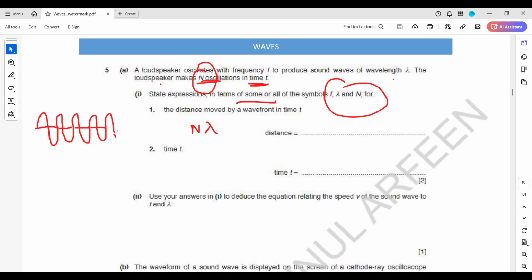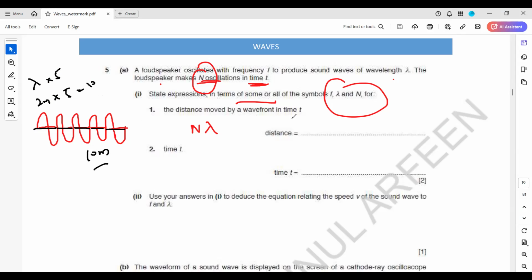3, 4, and let's say 5. And I have one wavelength, for example 2 meters. And I have 5 oscillations, 5 vibrations. So how much distance is covered by the wave? To know the distance covered, the wavelength is multiplied by the number of waves. So 2 multiplied by 5, I can say that this wave has covered 10 meters.